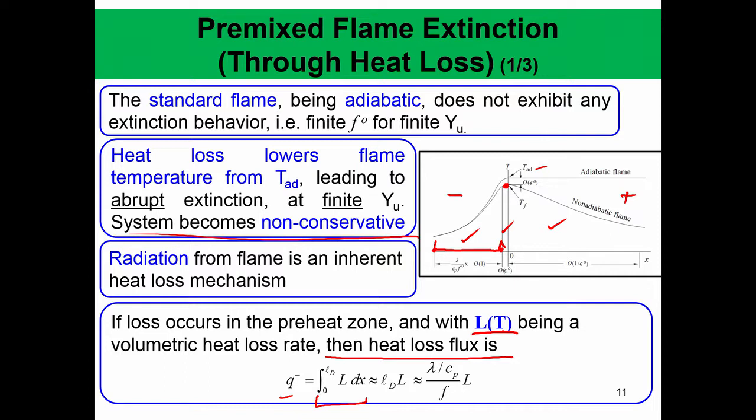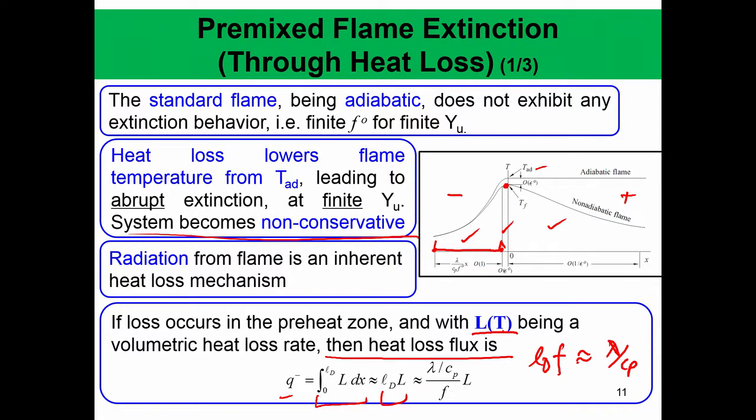L_D is the flame thickness, if you remember, is the volumetric heat loss times dx, and we can say that if we assume this heat loss rate is constant, just for a first cut analysis, this is L_D times L. Now, what is L_D? If you remember, L_D times F is essentially equal to lambda by Cp, where lambda is the thermal conductivity and Cp is the constant pressure specific heat.